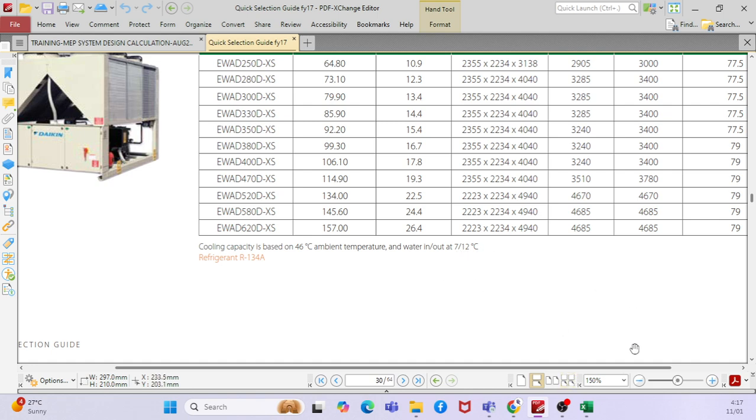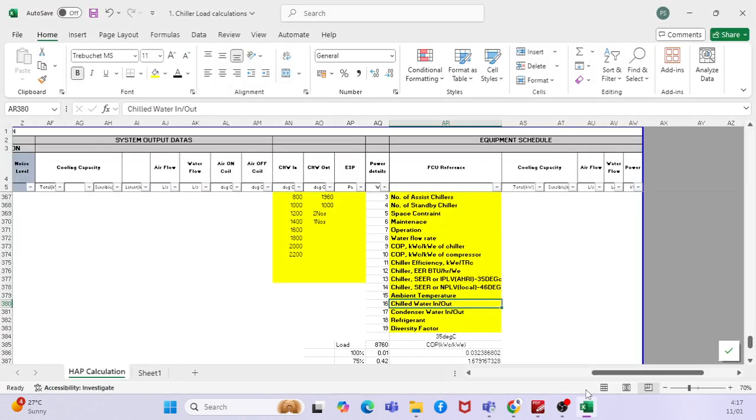So your chiller temperature will also be the same. If you go to this one, you have the chilled water in and out temperature, then the condenser water in and out temperature. This is for the water cooled chiller, the water cooled condenser, chilled water in and out.